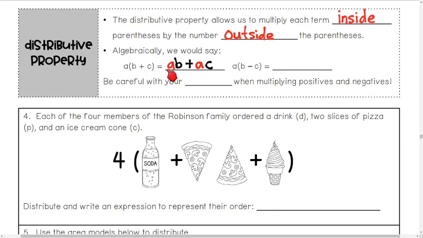So I took this red a and I multiplied it by the b. I brought the plus sign over and took that red a and multiplied it by the c. And that's what happens with distribution. Same thing for this one with subtraction. We go ahead and say a times b minus a times c. Now you have to be very, very careful. You have to make sure that you know what side you're multiplying.